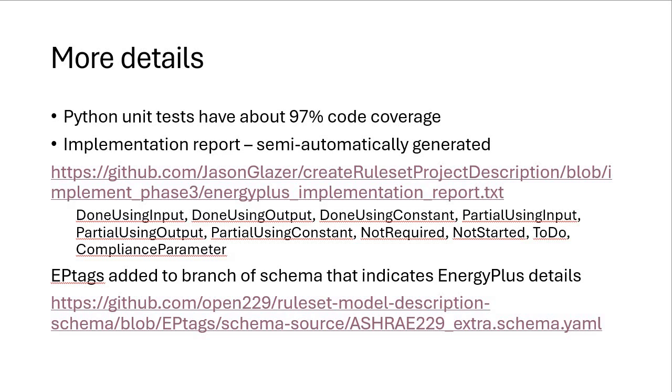Those are really easy. The partial using input, partial using output, and partial using constant are like these last three, but I've only implemented part of the data element, usually the most common cases. I recognize there are some edge cases that have not been implemented yet. This is good enough for an initial implementation, but work still needs to be done on these.